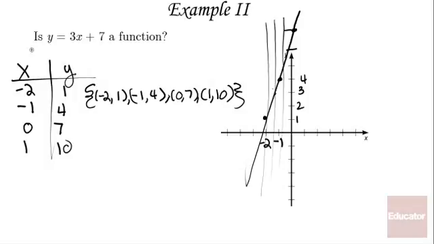Therefore, this describes an equation where each element of the first set is unique. There's not going to be 2 ordered pairs that have the same first element or the same x value. So this passes the vertical line test, and this is a function. Yes, this is a function.